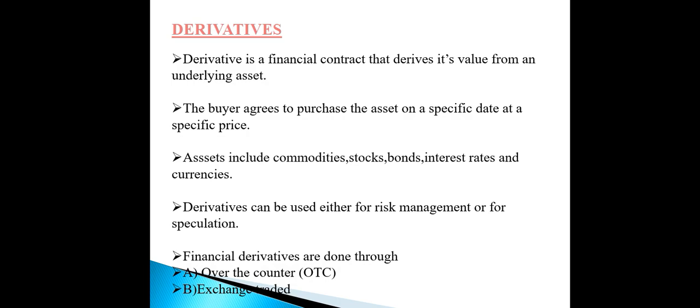Financial derivatives are done in two ways. One is over the counter, the other is exchange traded. There are mainly three types of derivative. The first is forwards, which is done over the counter and is an unstandardized contract. The other two are standardized and done over the exchange. There are two exchanges in India, the National Stock Exchange and the Bombay Stock Exchange. If a derivative contract is performed on the National Stock Exchange or Bombay Stock Exchange, it is known as futures and options.